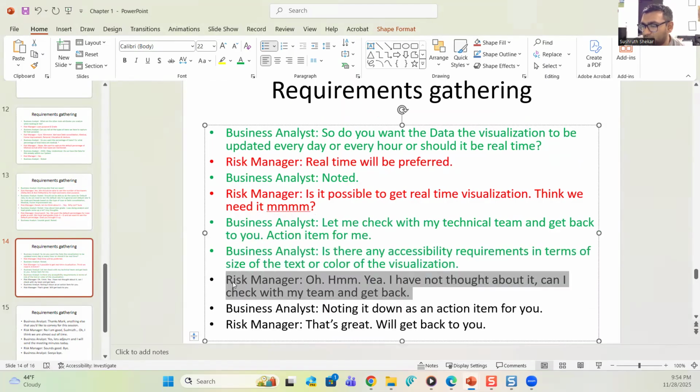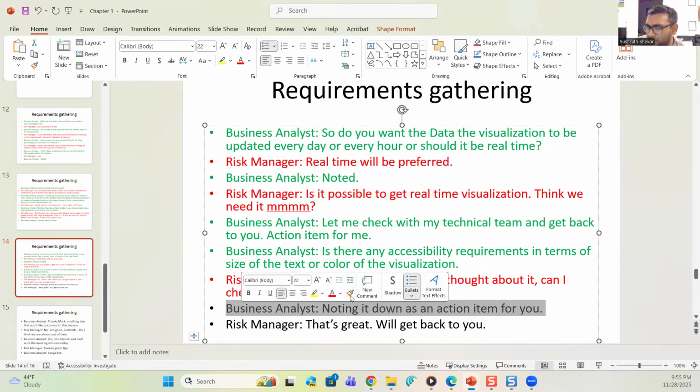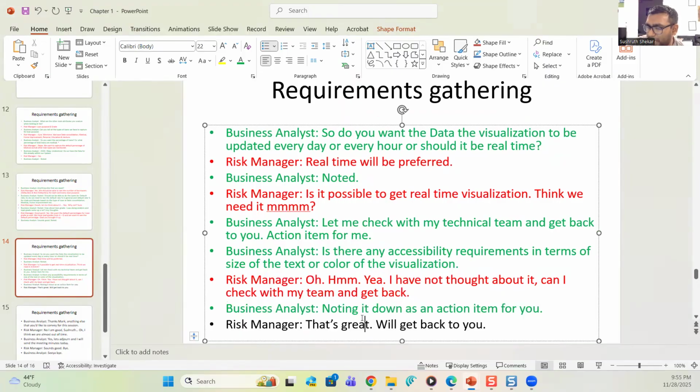Now the risk manager, the business, doesn't know the answer for this. He's thinking about it. He says, yeah, I have not thought about it. Can I check with my team and get back? And you note it down as an action item for the business, for him, so that you can keep track. The risk manager says, that's great, we'll get back to you. That's also good. You're tracking the business action item so that you get what you need. You're also being proactive and taking ownership, and as a BA, you should be doing that.